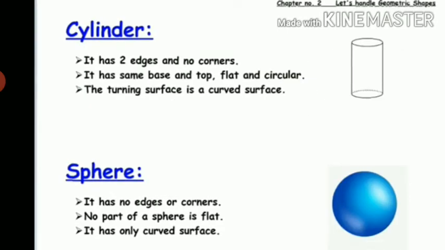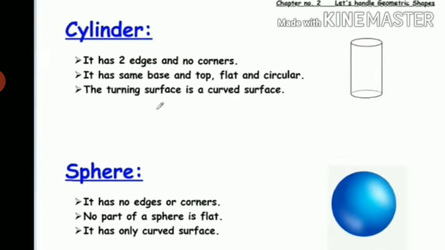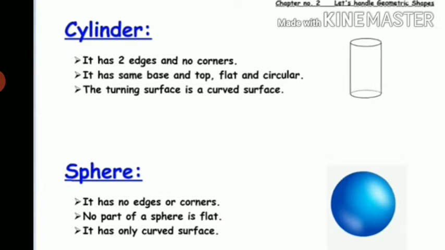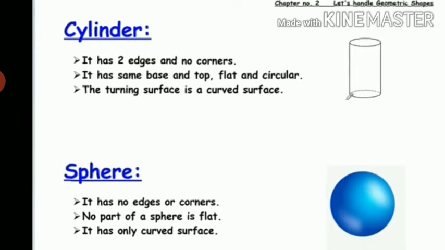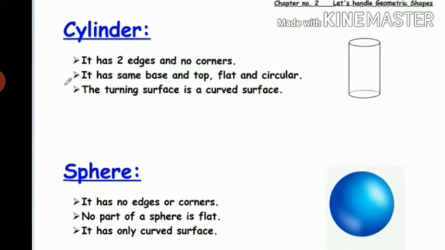Now we will see about the cylinder shape. It has 2 edges and no corners. Now flat surfaces are called edges and it has 2 flat surfaces, 1 and 2. So it has 2 edges and there are no corners to the cylinder shape.